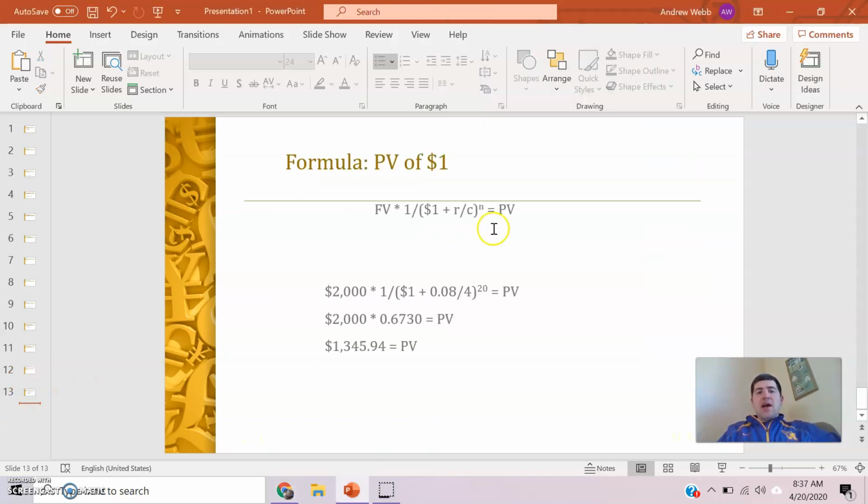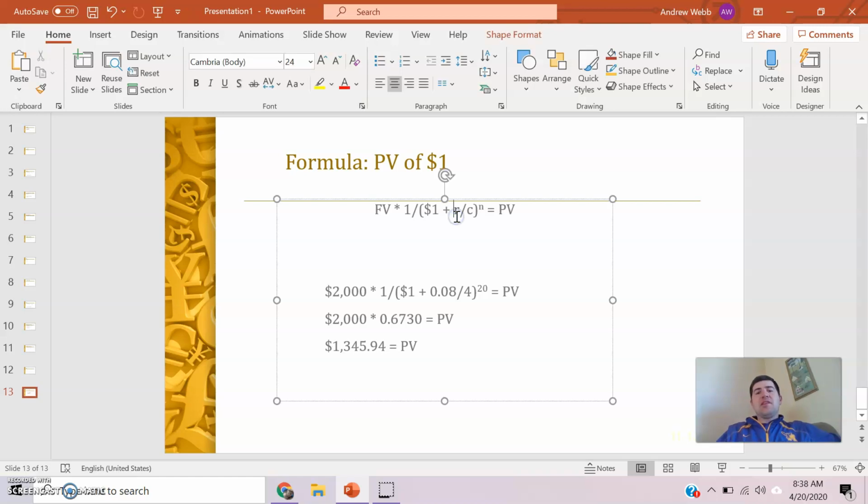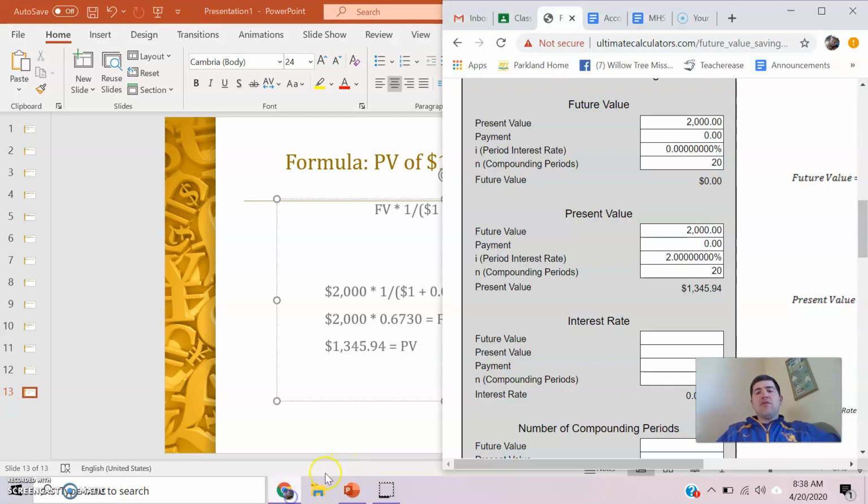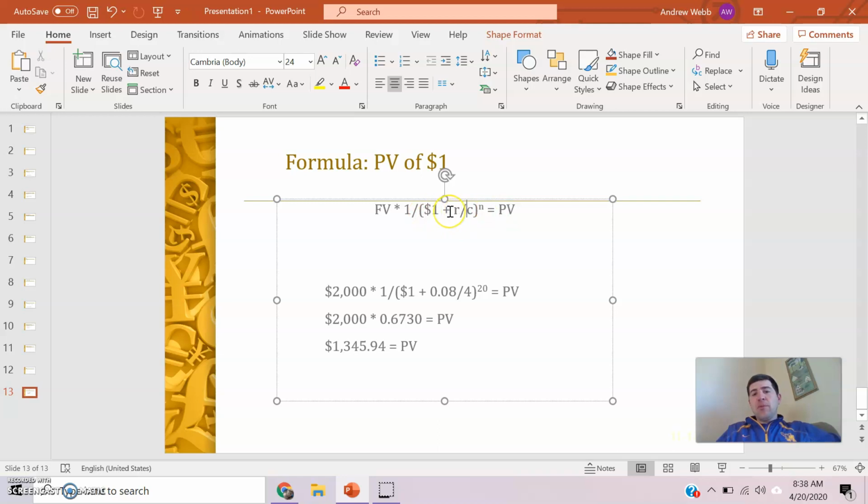Again, if you want to do this by hand, you can. It's not that difficult. You just need to make sure you're using the right interest rate. For this, it does it for you. It's that R divided by the compounding rate. If you're using the calculator, you have to make sure you're using the period interest rate, not the annual interest rate. If you use this formula, it's an annual interest rate.